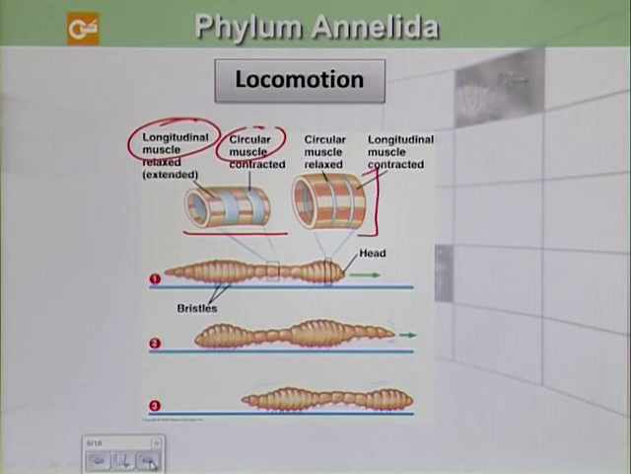Longitudinal muscles की action से body wide हो रही है, and contraction of circular muscle से ये lengthen हो रही है. So ये जो annelids की या earthworm की हम movement देखते हैं, it is due to this interaction between circular muscles and the longitudinal muscles.